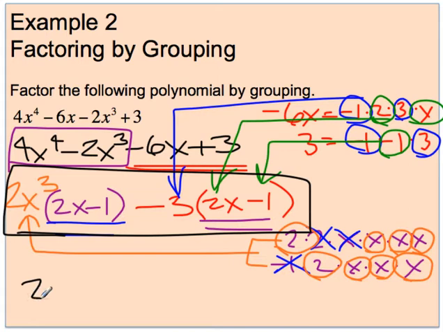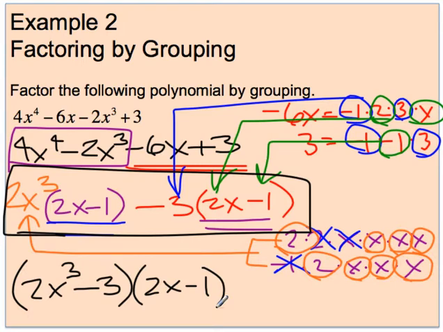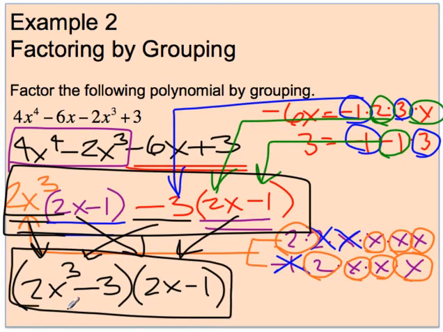My final answer is going to be 2 times x to the third minus 3 times 2x minus 1. You can see the 2x minus 1 from both pieces gets factored out, and then the remainder is the 2x minus 3. So this is my final answer. And that concludes part 2 of section 5.4, factoring by grouping.